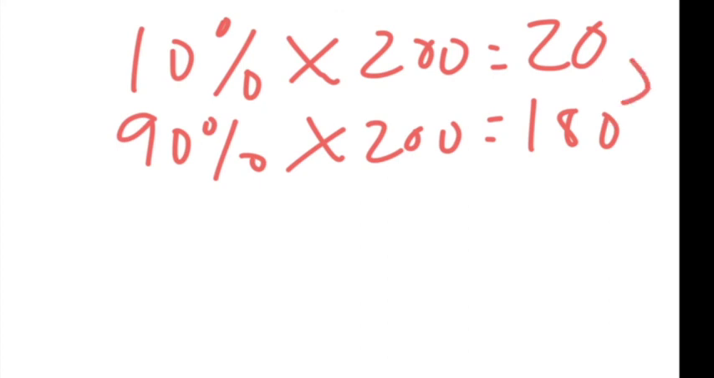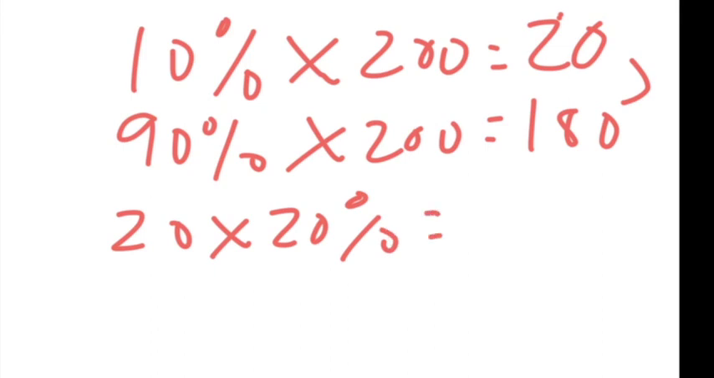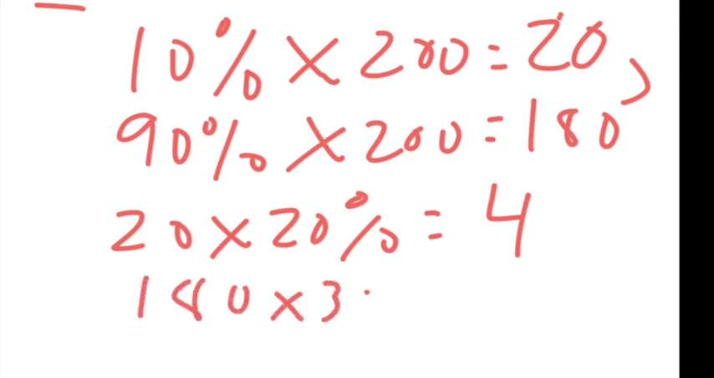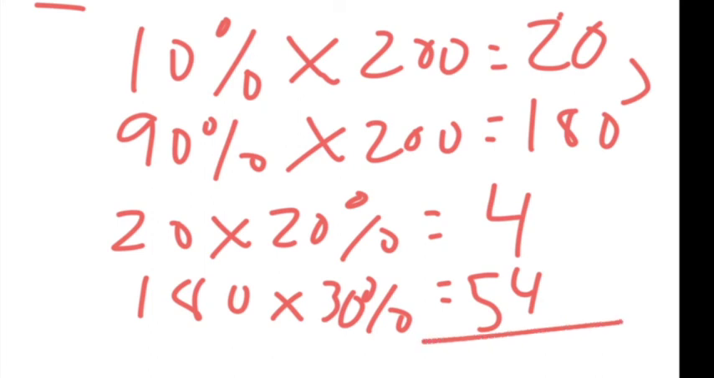So now it says Gryffindor uses 20% of the green. So you have 20, which are the green, times 20%. You're going to get 4. Next, we have 30% of the blue they use. So 180 times 30%. And when you do that, you're going to get 54. Now it says how many they use altogether. So you add 4 and 54, and you're going to get 58.